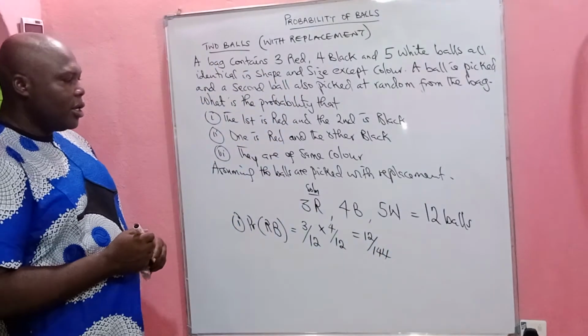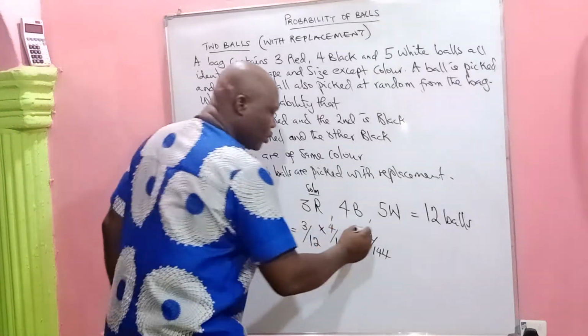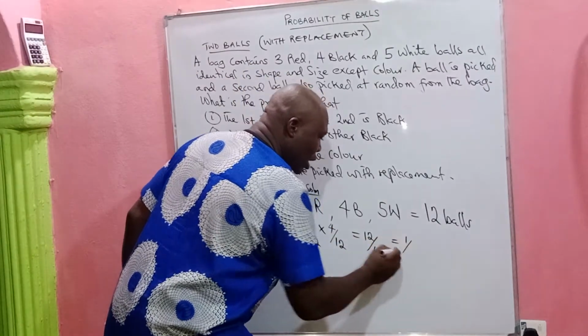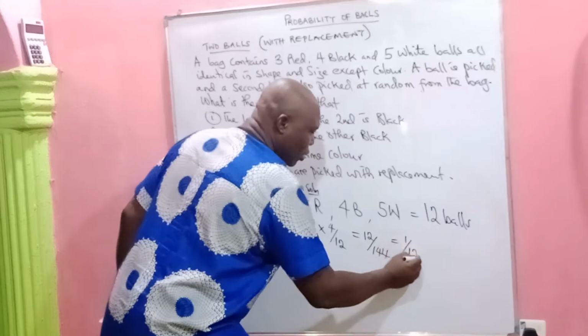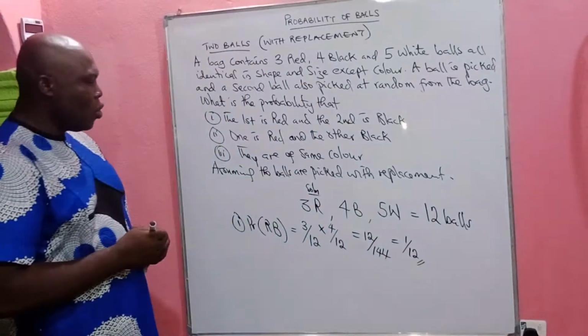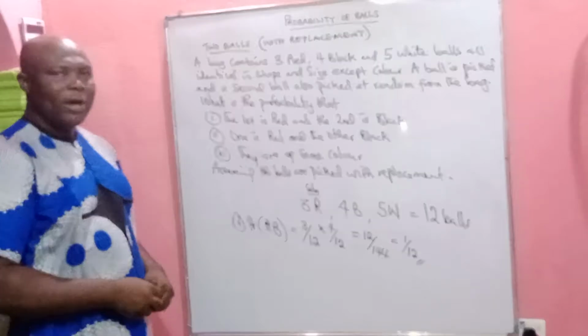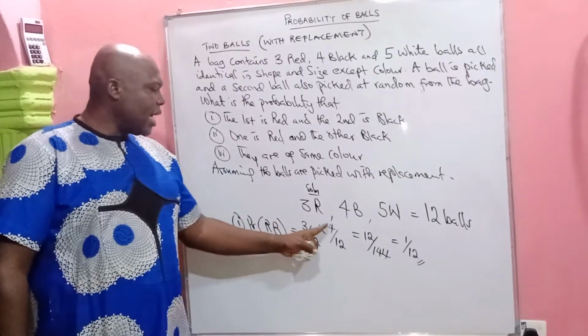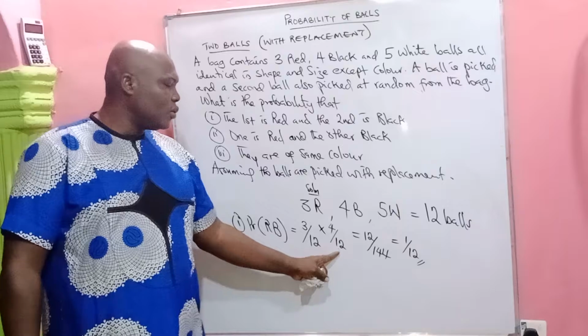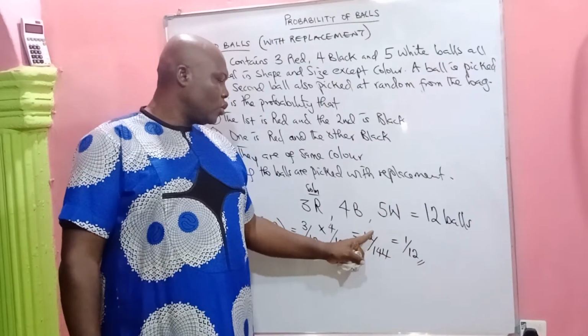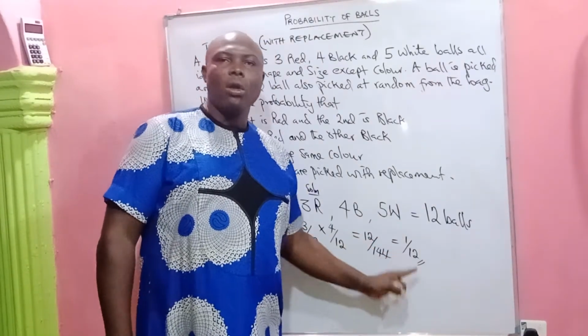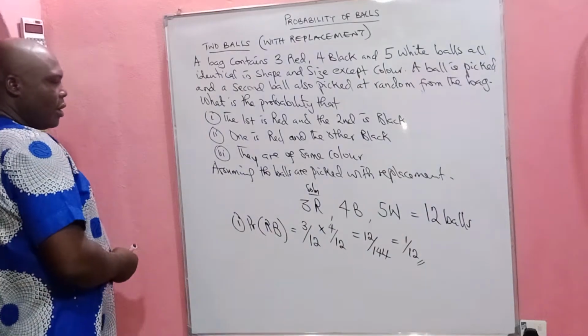All right, so we reduce to the lowest term. 12 here, that's 1. 12 here, and that's 12. So we have 1 over 12. Okay, that's correct. So 3 times 4 will give us 12, all over 12 times 12 is 144. So 12 into 144 will give us 1 all over 12. So that's our answer. Please take note of that.